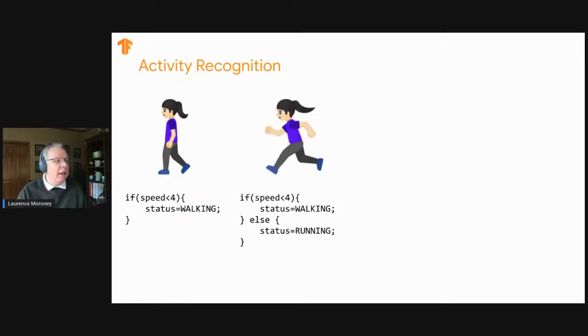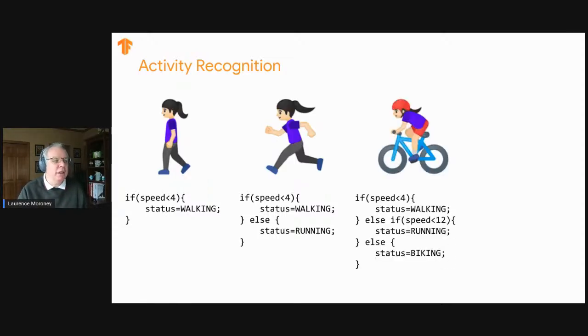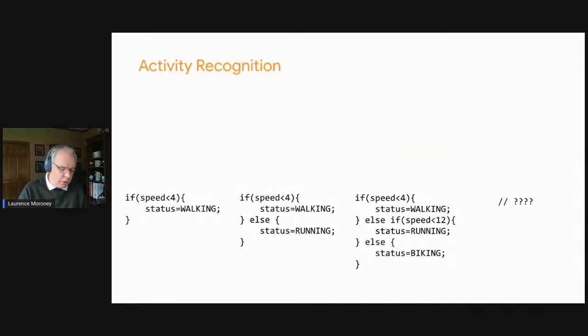And then, okay, running. If I want to detect that too, I'll say, well, if it's less than 4, I'm probably walking. Otherwise, I'd say I'm running. It's a rough algorithm, but it kind of works. And then I'll say, what if I want to add biking to that? Well, I can continue my if rule, right? If it's less than 4, I'm probably walking. If it's less than 12, I'm probably running. Otherwise, let's just say I'm biking. So I have these 3 activities that I can detect by writing rules.